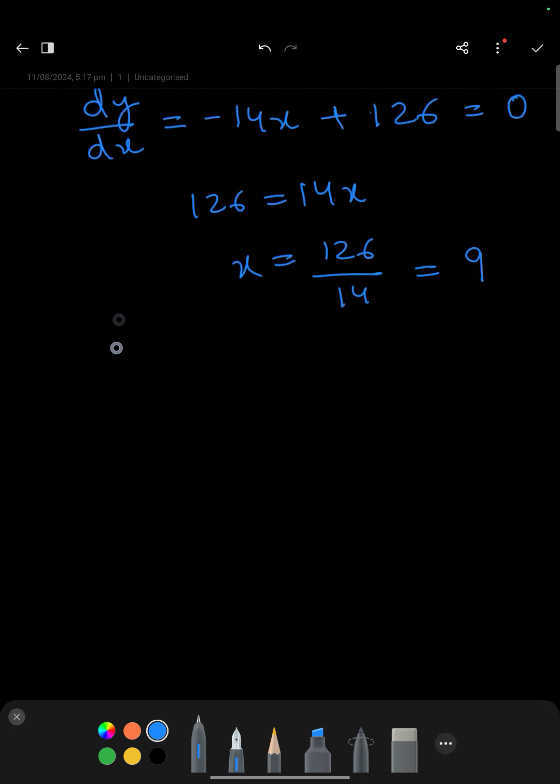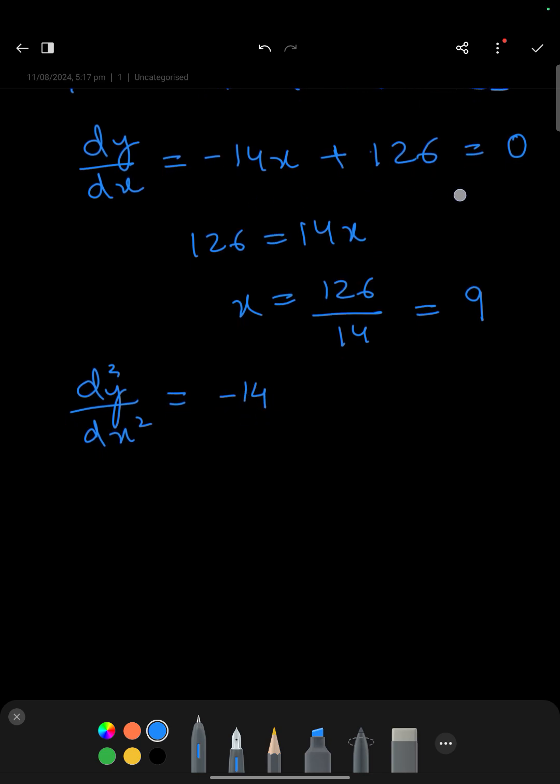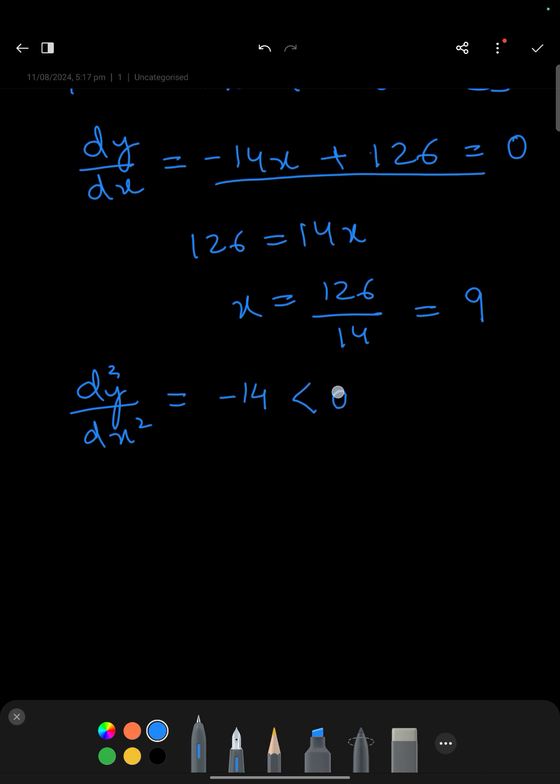Now our x is 9. Now we will do second order differentiation. So the second order differentiation will be minus 14. When we differentiate this equation again, it will be minus 14, which is negative, which is less than 0.